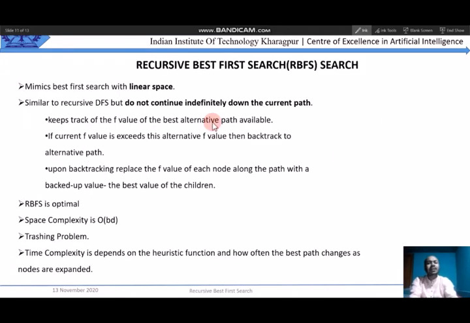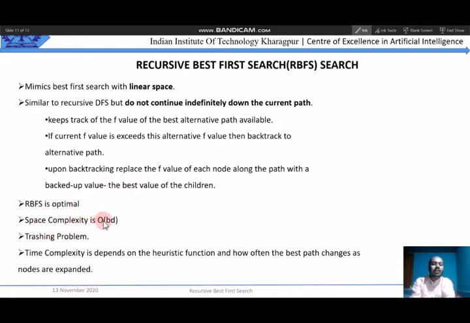So next, the recursive best first search algorithm. It mimics the best first search, A star search, with linear space. It does not store all the nodes it has explored, it just deletes them and goes to the next best node. It is similar to recursive DFS, but does not continue indefinitely down the current path. It keeps track of the f value of the best alternative path available. If the current f value exceeds the alternative f value, then it backtracks to the alternative path. Upon backtracking, it replaces the f value of each node along the path with the best f value of its children. And RBFS is optimal like A star.